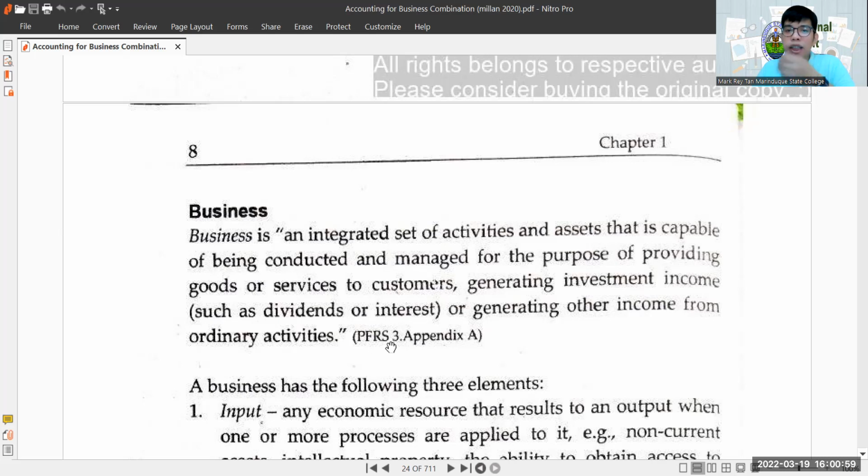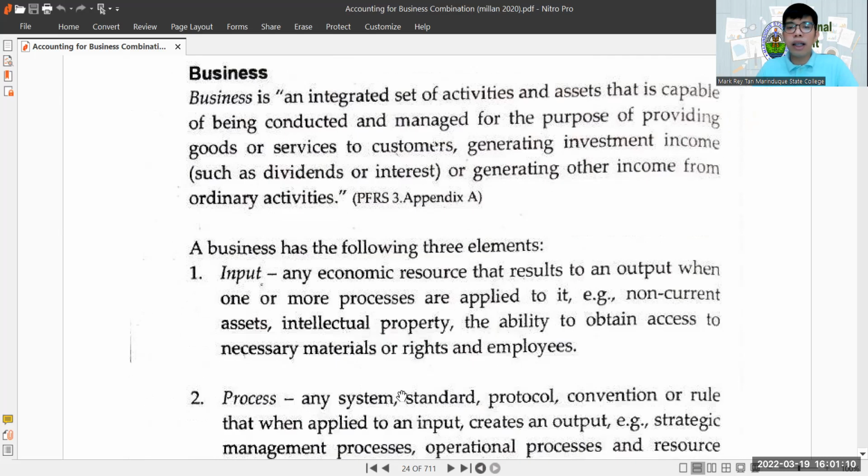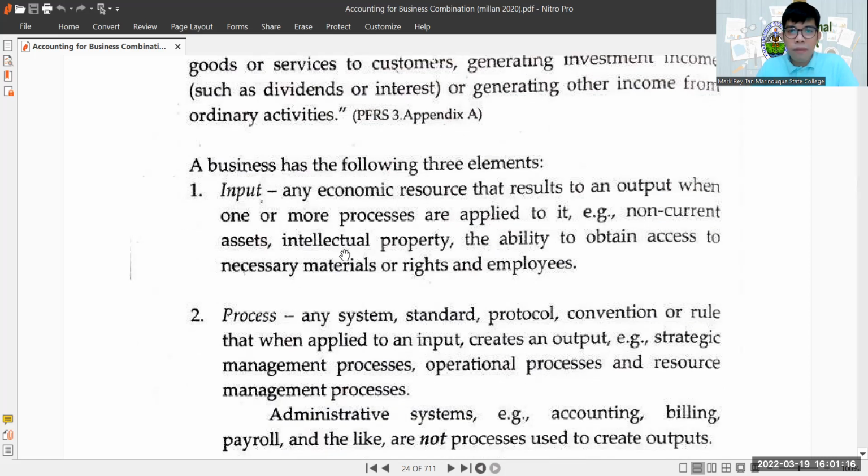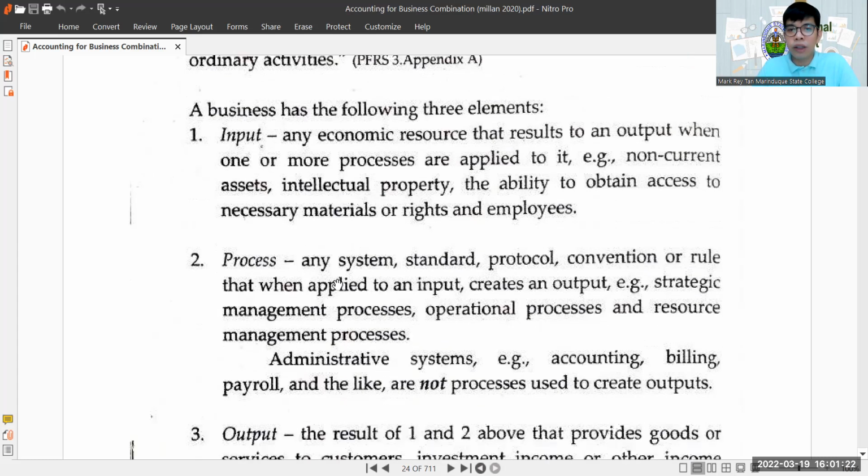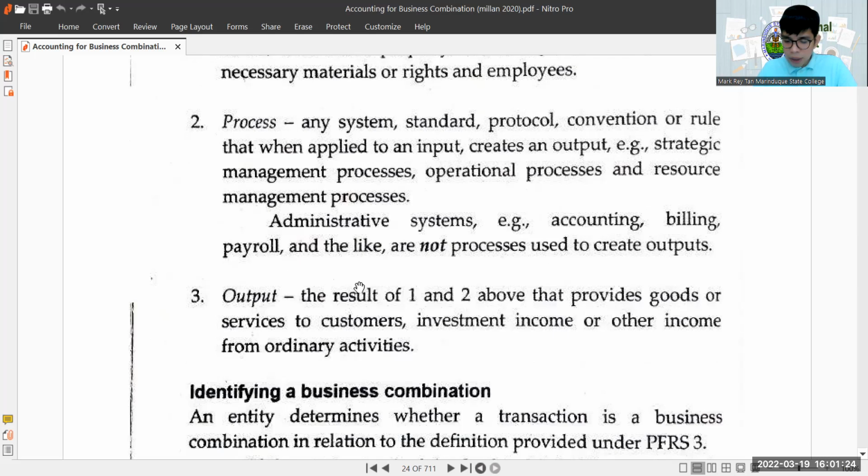Kasi pag hindi papasok dito yung definition, pwede natin siyang hindi i-record under PFRS 3. Pwede silang i-record under inventory or property. Ayan. Okay. So ito, this is very common. The business has the following 3 elements, the input, the process, and the output. Okay, I'm just gonna leave it for your readings.